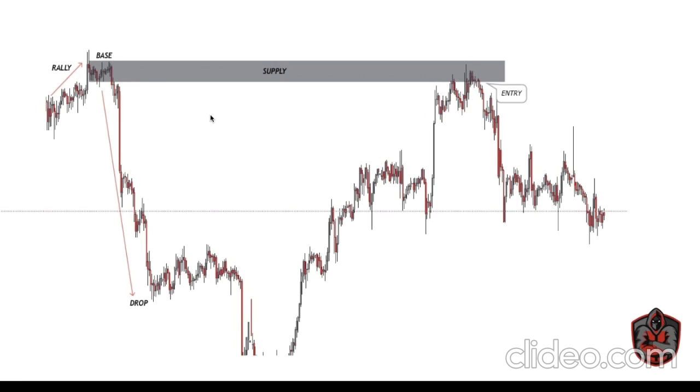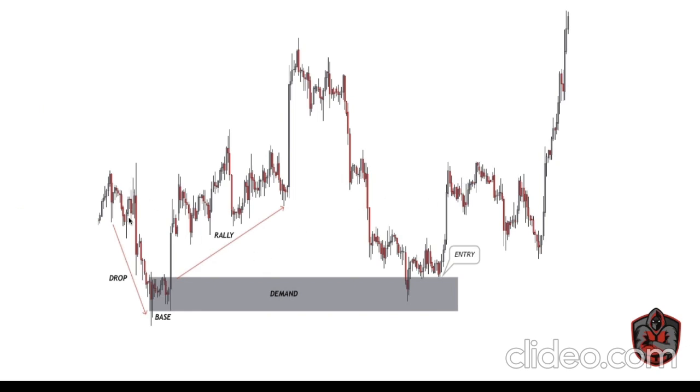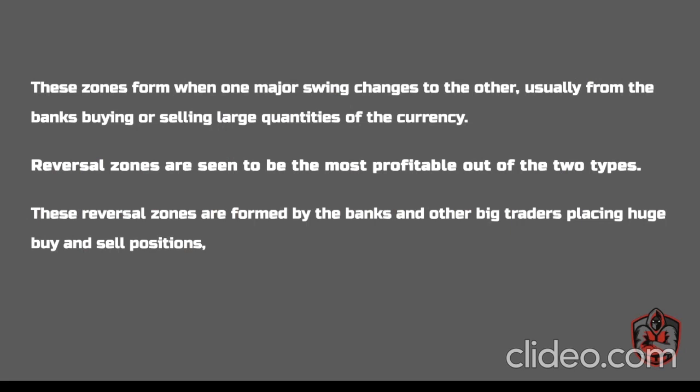Now this is an example here. We have a rally. We have a base, right? And then we have a drop. Price pulls back to fill in this imbalance, mitigate this base, to then continue over to the downside. Another example here. We have a drop. We have a base. We have a rally. Price then pulls back, fills in this imbalance, mitigates that demand, and then moves over to the upside.